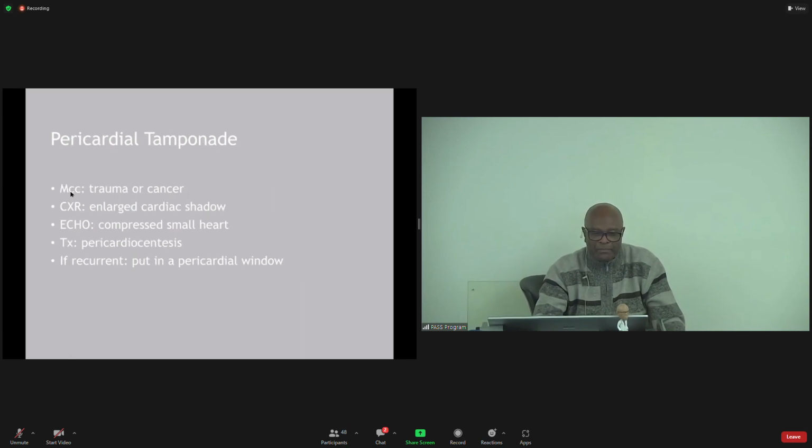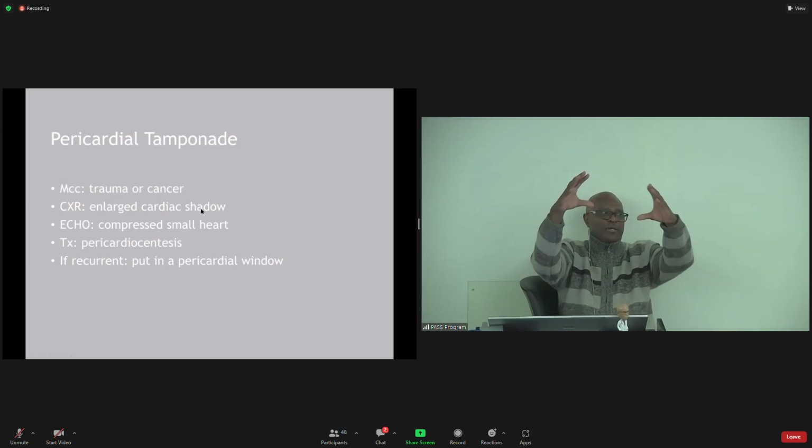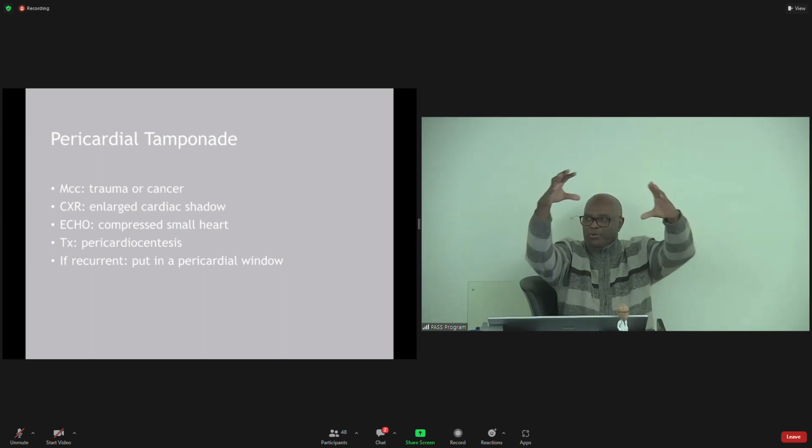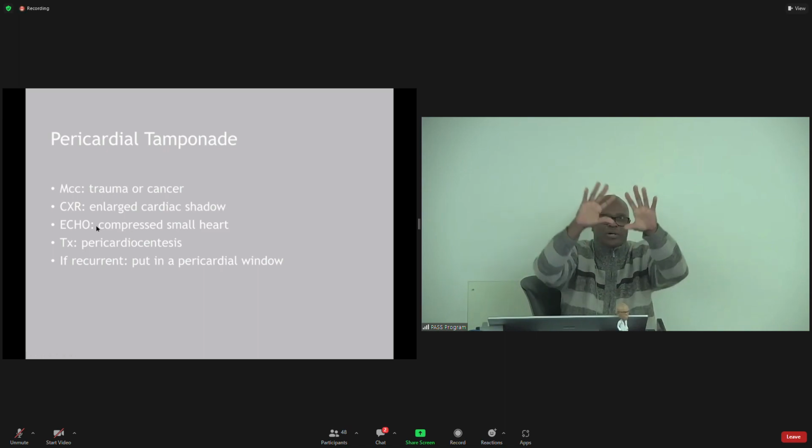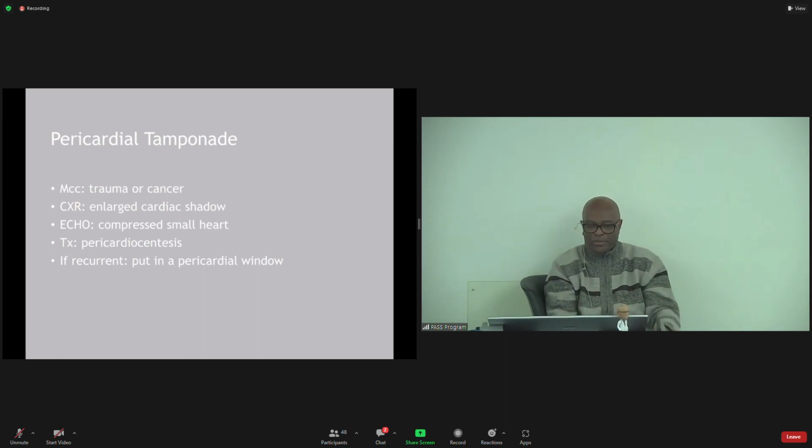Pericardial tamponade, most common cause, trauma or cancer, like Halima said. On a chest x-ray, you're going to see a large cardiac shadow. That's because you got fluid around the heart. The x-ray doesn't know the difference. It sees this big old blob sitting there, okay? On an echo, though, echo goes through water, so it goes through your blood. So then you see this compressed heart in the middle, and all this is water, actually blood, okay? So large on x-ray, tiny on echocardiogram.